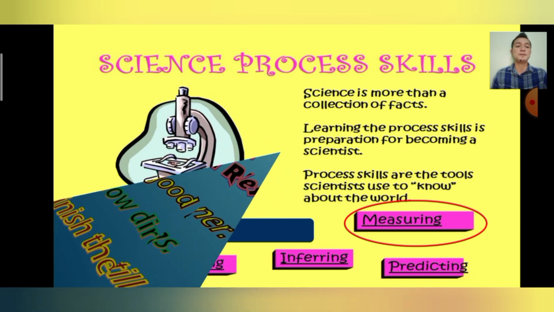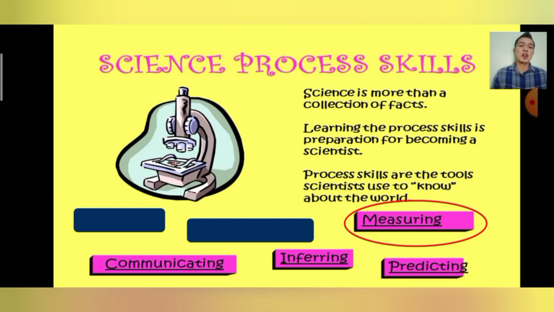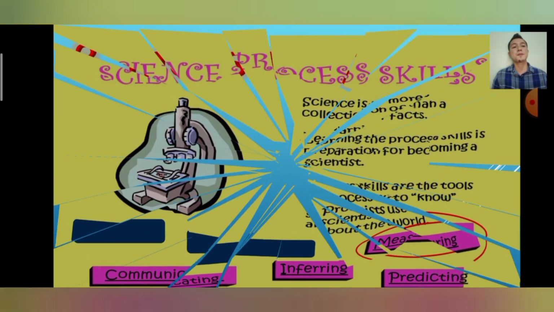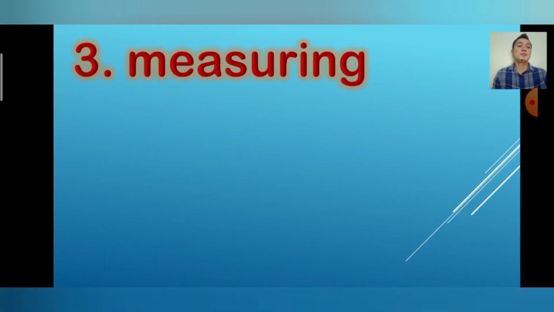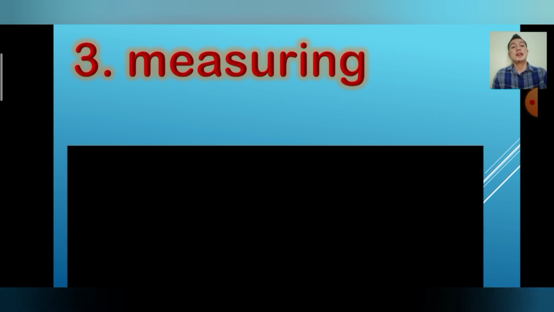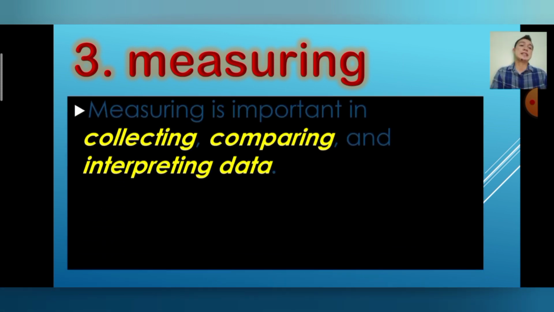So let's proceed. We are already done with observing, we are already done with classifying, and number 3 we have measuring. So we have to study this one. What is the difference between this and observing and classifying? Measuring is one of the tools in science process skills, as I have mentioned. Here is the definition: measuring is important in collecting, comparing, and interpreting data. It sounds hard for you, but I will make it easier later as we go on.